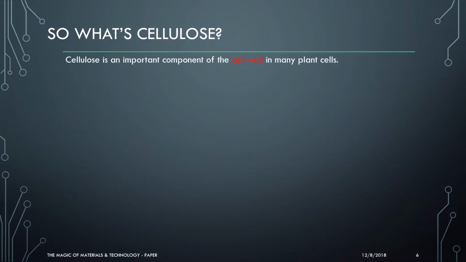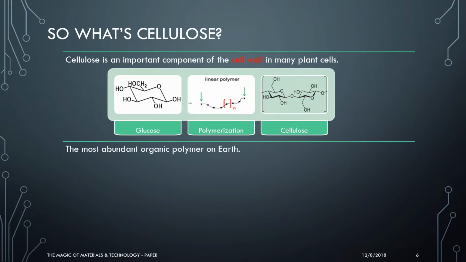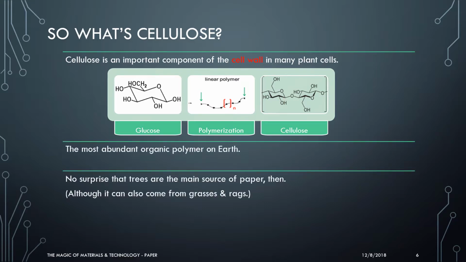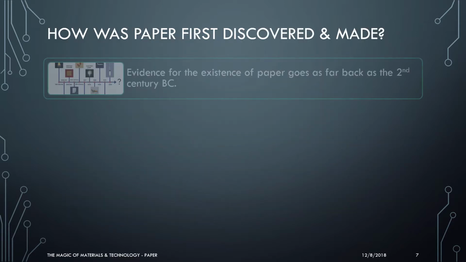So, what's cellulose? I don't think that it gives much intuition for what paper is without understanding cellulose. It's a big part of the cell wall in plant cells, so no surprise that it comes from trees, right? It is basically a linear polymer of our good friend glucose. You can see here what's called a glycosidic bond. It's the most abundant organic polymer on Earth, and it has many of its own interesting properties and uses, but we won't go into that now.